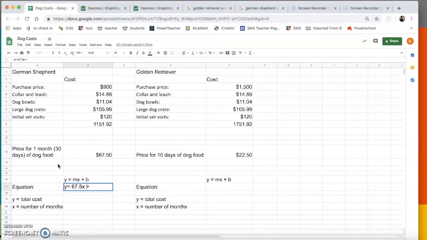And then we tack onto that the y-intercept, which is the starting amount that we had to pay, or you could say the initial fee, the upfront cost. And the initial fee or upfront cost is $1,151.92, because that's for buying all these items that you just purchased right away. You purchased the dog, the collar and the leash, the dog bowls, the large dog crate. Right away, you got to take that dog to the vet to get shots and things, get it checked out. So that's going to be the y-intercept.